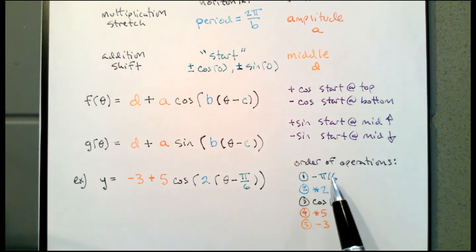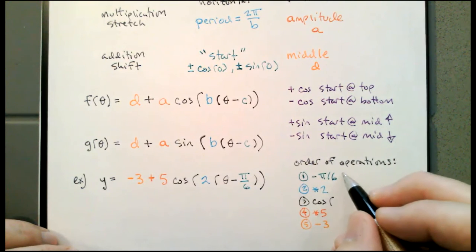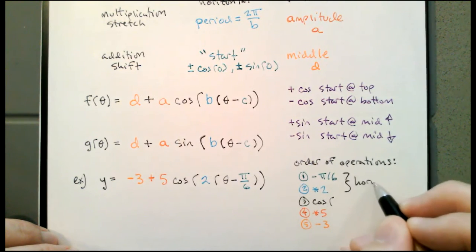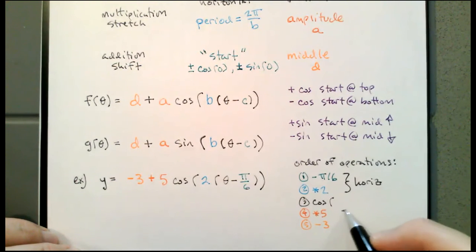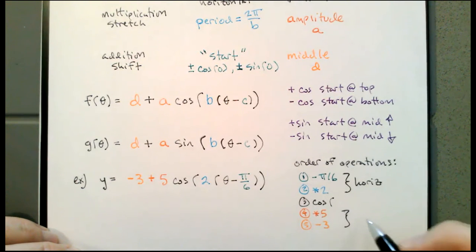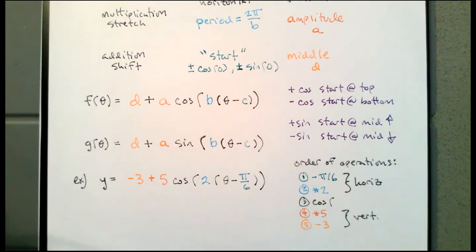So the minus pi over 6 and the multiplying by 2 are operations that happen before the trig function. So these are horizontal changes. The times 5 and the minus 3, those are going to be vertical changes. The multiplication is going to be some kind of stretch. The addition and subtraction will be some kind of shift. So let's read what the equation is telling us.